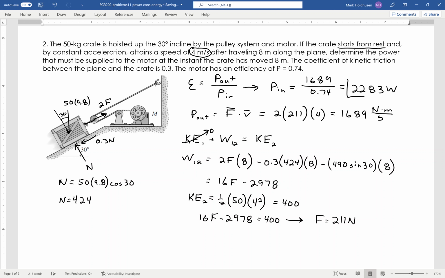So again, the whole thing is I've got to find my output power. That's most of the problem here, where I find my force times velocity. I can find that force using the work-energy principles that we've talked about, where the work equals the final kinetic energy, to find that force. Once I have that force, I take it times its velocity to figure out the power output, and then divide that by the efficiency to get the input needed to the motor.